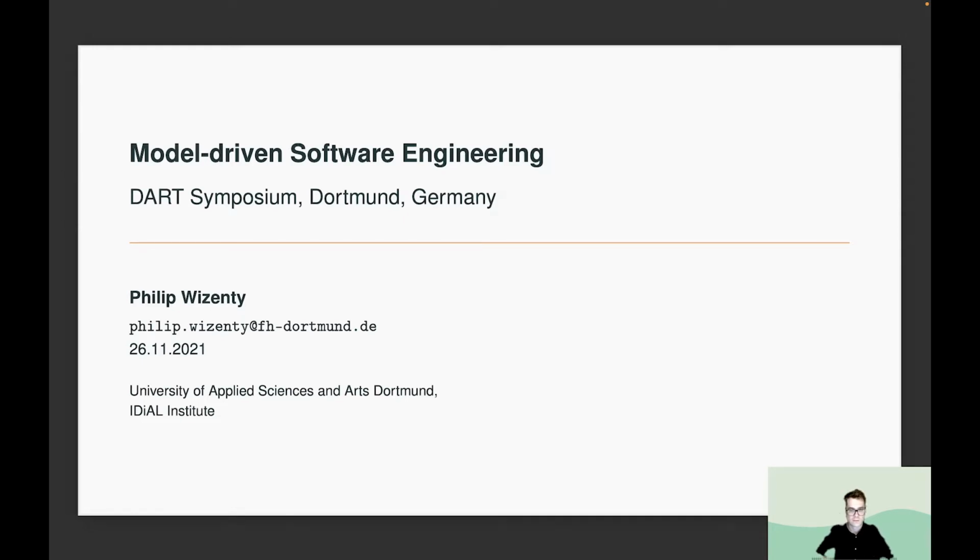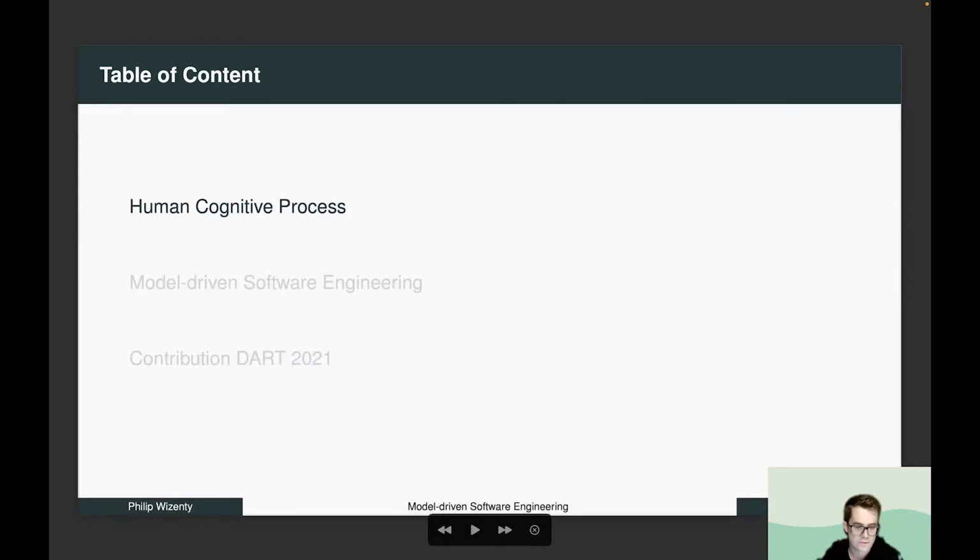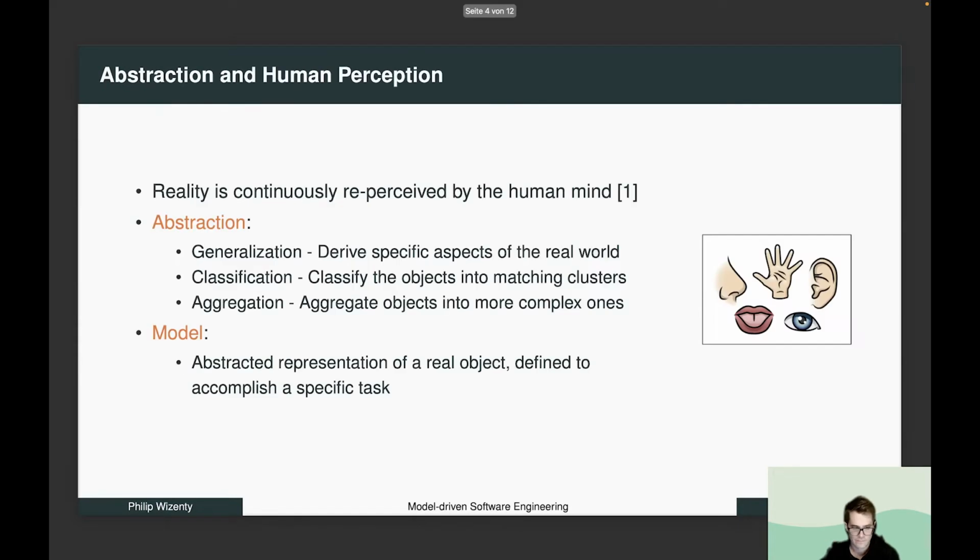So let's go. This presentation starts with a short excursus on how the whole human cognitive process functions in general. The next part focuses on model-driven software engineering, how it works and why it is beneficial in the software engineering process. The presentation concludes with the research topic which are located in our Mozilla Hubs rooms and at the live demonstration. So let's begin with the human cognitive process.